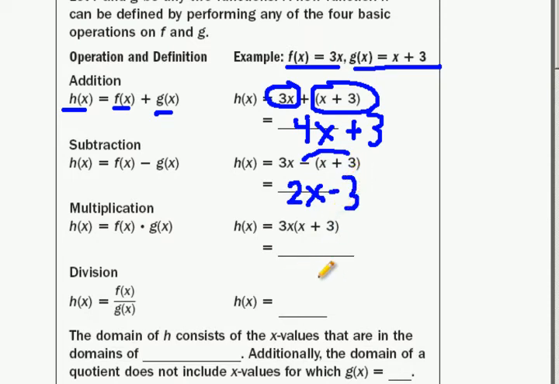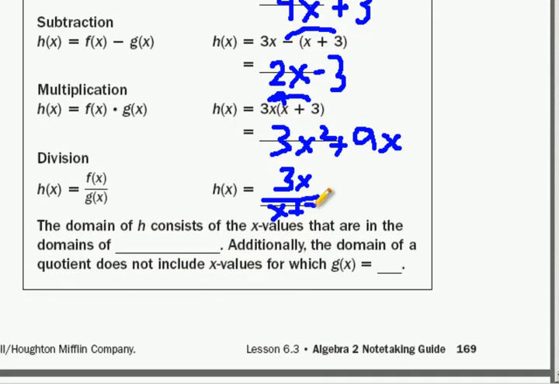If I asked you to multiply them, same deal. You would just take whatever the function was and multiply them together. 3x times x is 3x squared, 3x times 3 is plus 9x. And if I asked you to divide them, 3x over x plus 3. Nothing real fancy about any of that stuff.